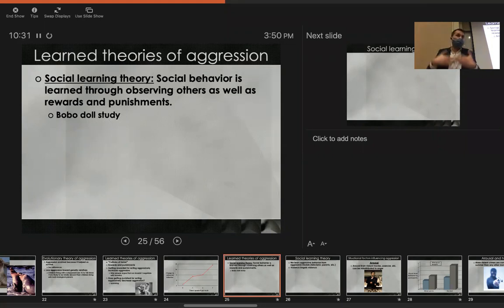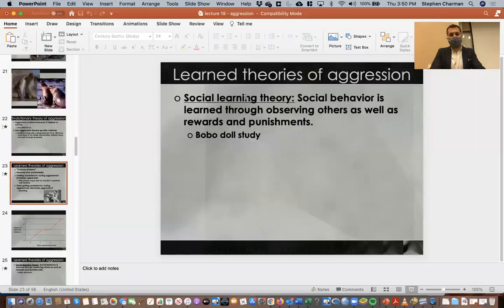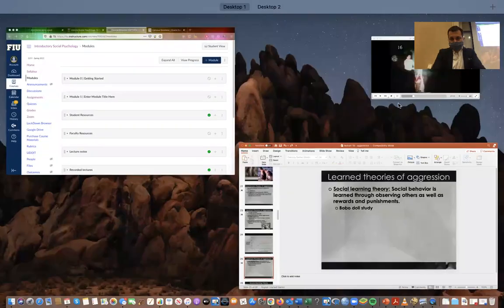The kids were never rewarded directly for playing with this Bobo doll. And so if the kids are more aggressive after watching this aggressive model, then that would indicate that they've learned to behave aggressively simply by observing another person. And so I want to show you a clip from the study so you can see this in action.